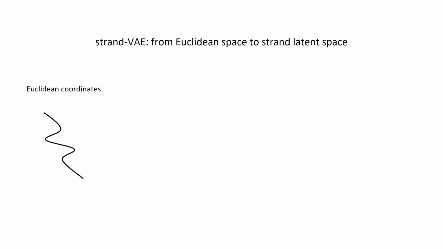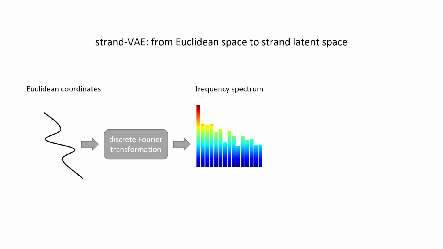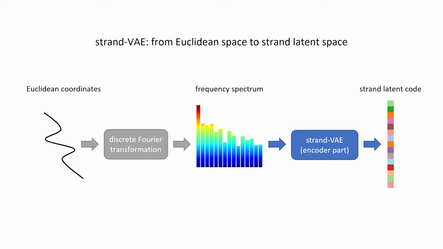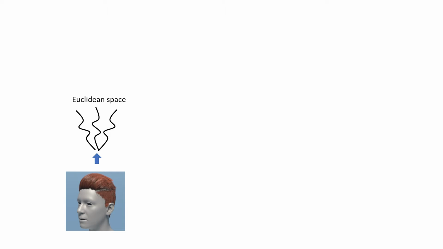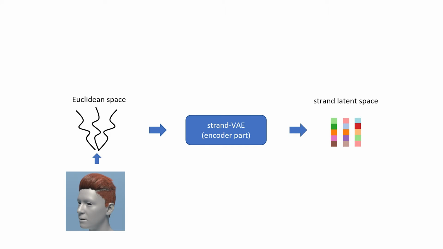At the strand level, we first adopt discrete Fourier transformation to convert a strand from the spatial domain to the frequency domain. Then, the encoder of the strand VAE takes the frequency components as input and compresses them into a strand latent code. Symmetrically, the decoder learns to decode the latent code back to the frequency spectrum. With the pre-trained strand VAE, given a hair model, we can encode each hair of it from the Euclidean space to the strand latent space.